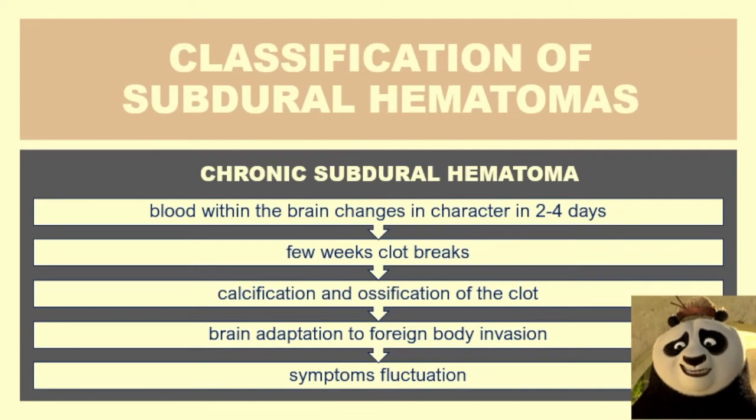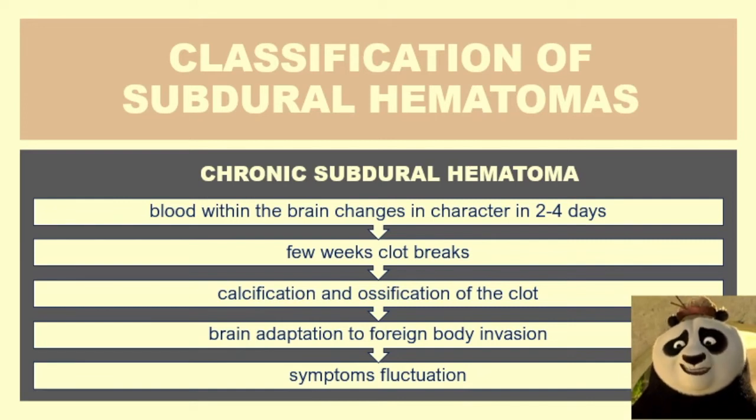Now, with your chronic subdural hematoma, the blood within the brain changes in character in 2 to 4 days. So recall we're dealing with hematoma. After 2 to 4 days, the hematoma there would be changing. After a few weeks the clot would break. This breaking of the clot would result in the calcification and ossification of the clot. Oftentimes, they would compare it to the color and consistency of motor oil. And now, the brain will try to adapt to the foreign body invasion. While the brain is adapting to this foreign body invasion, which is your hematoma, which is calcified and ossified, symptoms would be fluctuating.